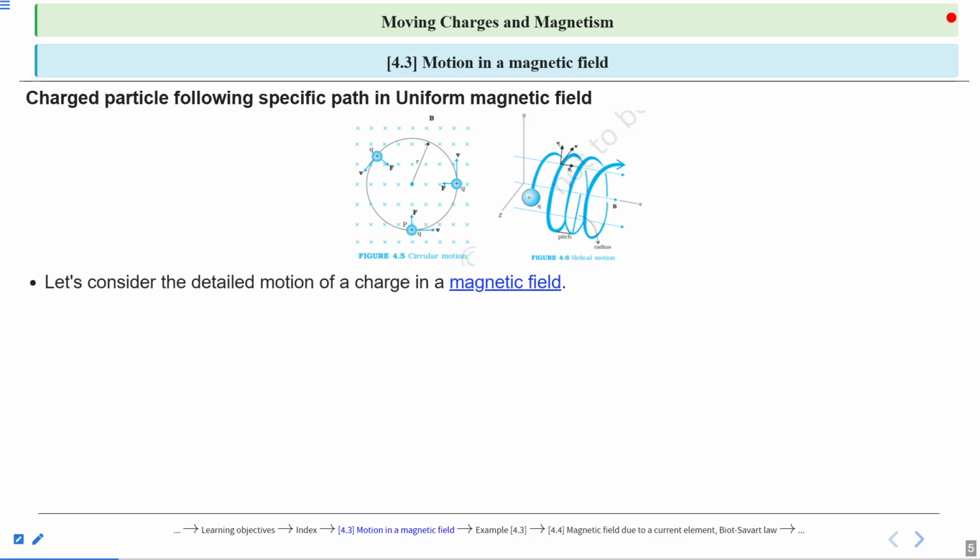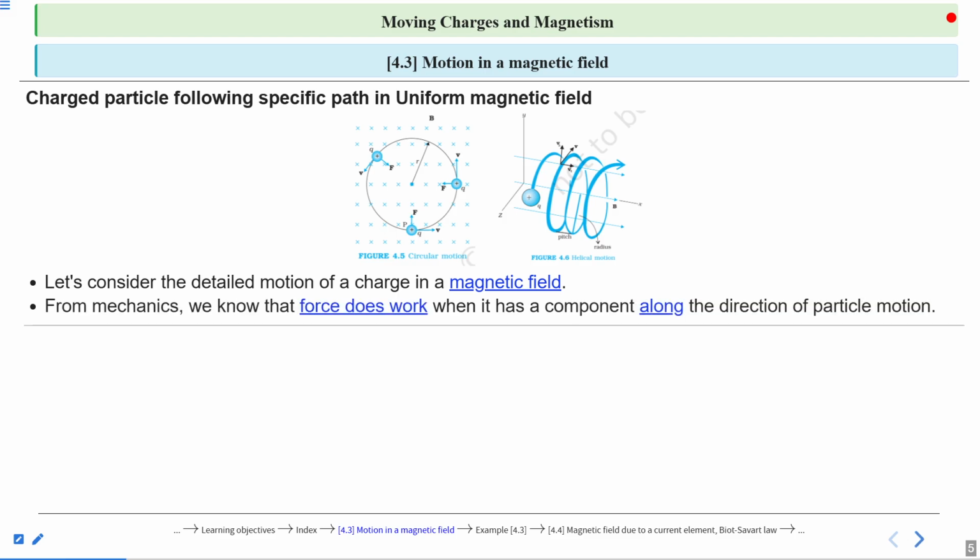So let's consider the detailed motion of a charge in a magnetic field. In yesterday's lecture we only discussed the parallel or anti-parallel cases, and how force acts on a charged particle moving in a magnetic field in generalized terms. Now we will consider the detailed motion of a charged particle in a magnetic field.